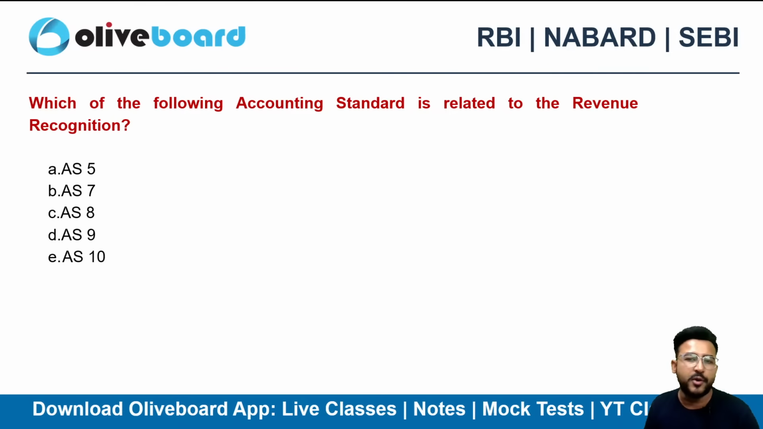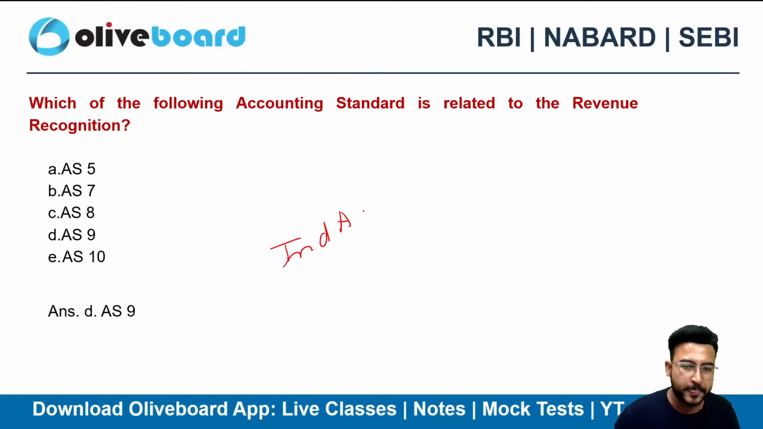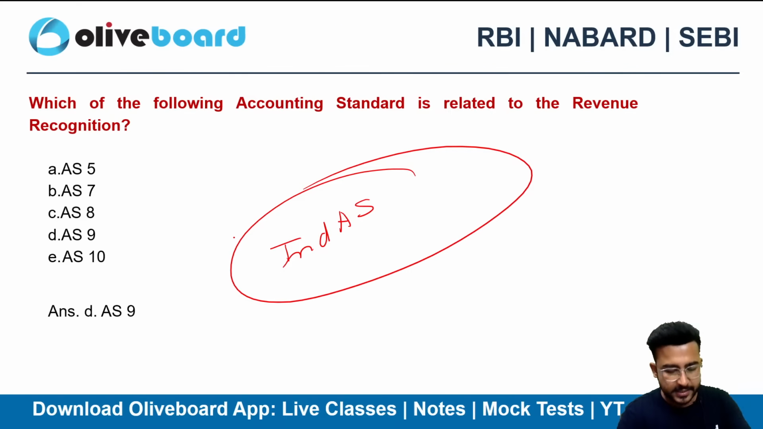Which of the following accounting standard is related to revenue recognition? Revenue recognition accounting standard. A very simple one, guys. It is accounting standard 9, right? And can you also tell me the respective Ind AS? Can be important. Which is the respective Ind AS here?